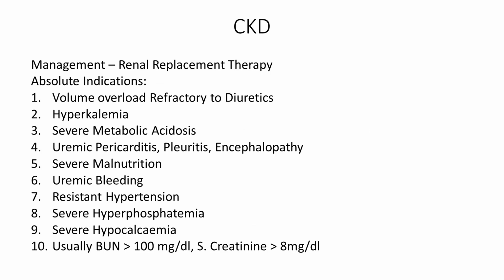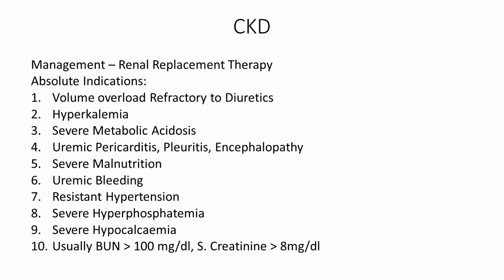Volume overload refractory to diuretics. They are not responding to diuretics, and they are in heart failure. Renal replacement therapy becomes mandatory. Hyperkalemia, if not controlled by conservative management like diet restriction, use of resins, then we may have to initiate renal replacement therapy. If the patient has got severe metabolic acidosis, yes, the renal replacement therapy is indicated. Uremic pericarditis, pleuritis, or encephalopathy, or patient is in coma, renal replacement therapy becomes mandatory.